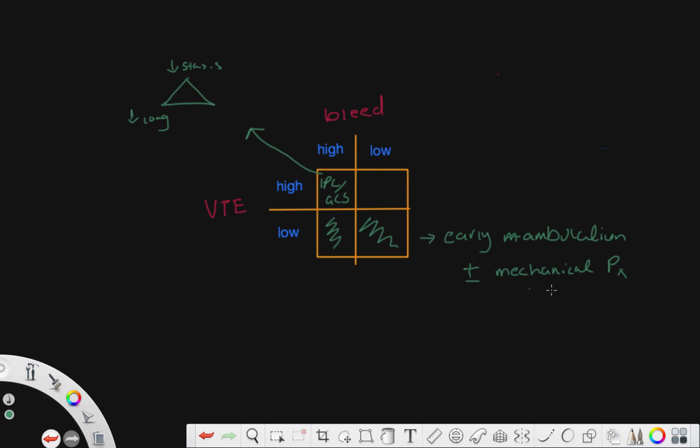What about the IPCs or graduated stockings for your low VTE risk patients? We could use them, but they're generally not recommended because they tend to confuse patients and cause immobility, and there's also the risk of skin tears and ulcers and things like that. So we generally avoid using these for low risk VTE patients. The same goes for patients with high VTE risk but low bleeding risk. In these patients, pharmacoprophylaxis is recommended.